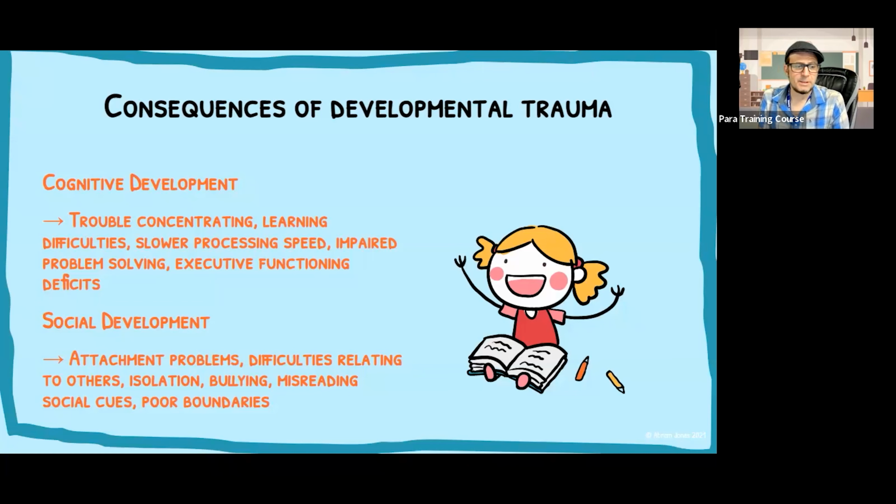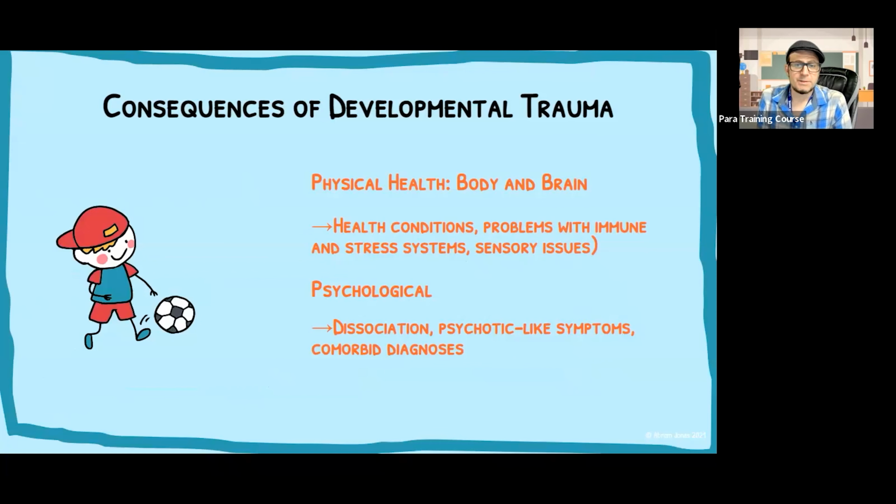What about their social development? They may have attachment problems, difficulties relating to others, isolation, bullying, either receiving or giving, misreading social cues, and poor boundaries. So these folks are just absolutely made for SEL. An SEL team could help someone living with these experiences immensely. What else? Physical health, body and brain. They may have various health conditions, problems with immune and stress systems, and sensory issues. When we're under a lot of stress, our bodies produce one type of chemical, and we may have too much of that.